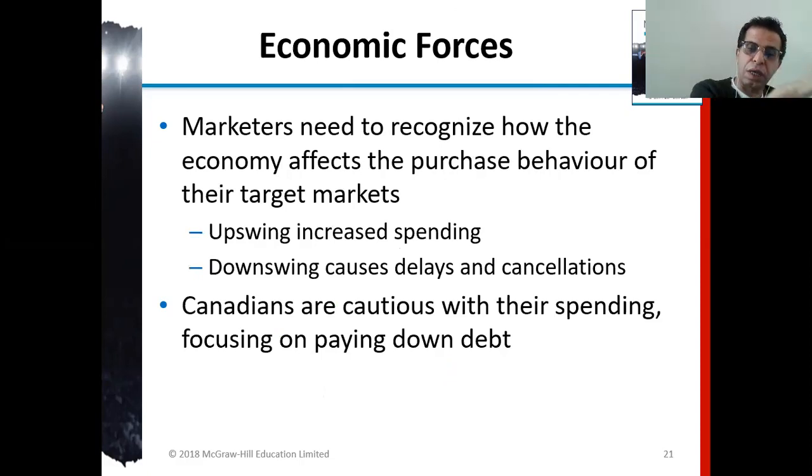Now we go on the stage of economic forces, whether at the micro or macro level. Marketers need to recognize how the economy affects the purchase behavior of their target market. When there is a boom, which you call an upswing, spending increases and people have confidence. There's business, and people can increase their spending. In the downswing, there is a delay, and some cancellation is happening. You need to monitor that.